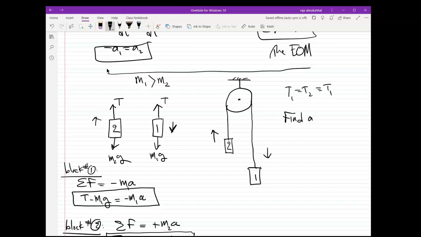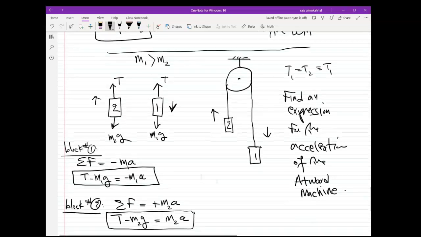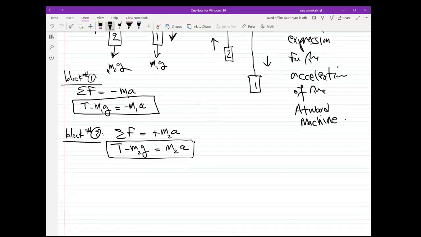Find an expression for the acceleration of the Atwood machine. Okay, that's basically the question. All right, so all I need to do now is I have two equations and I need to combine them together. To combine them, the accelerations are equal here. The tensions are also equal. Remember we talked about a and T. So I can solve for T.